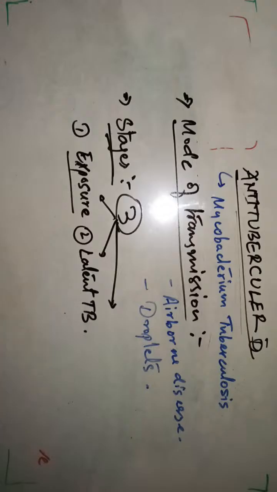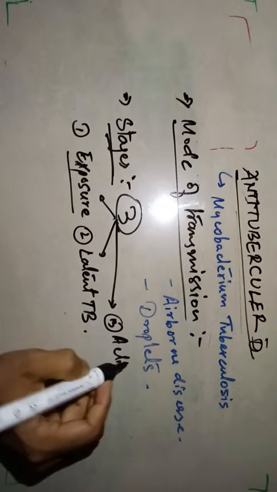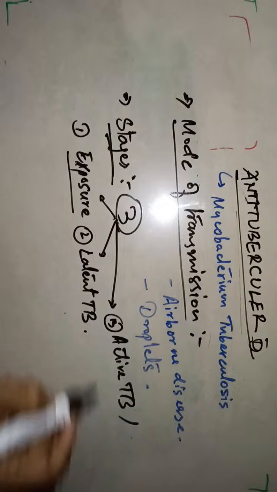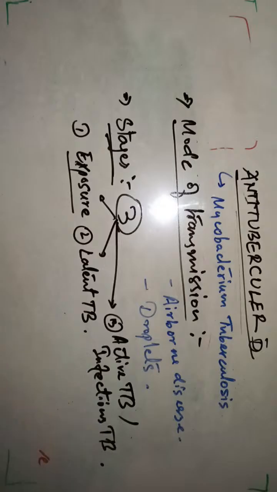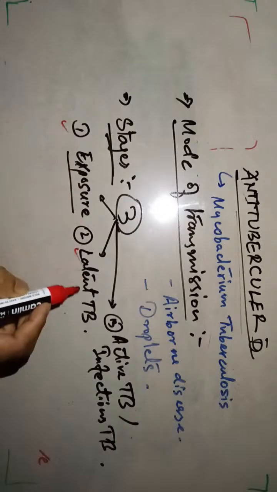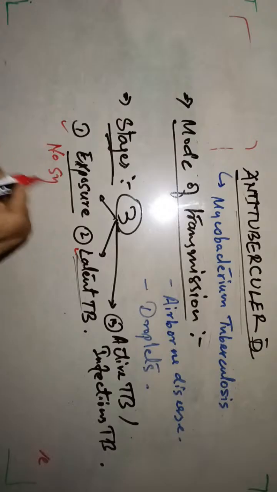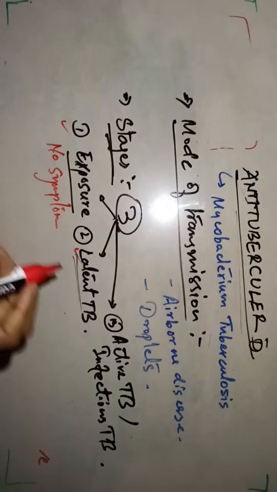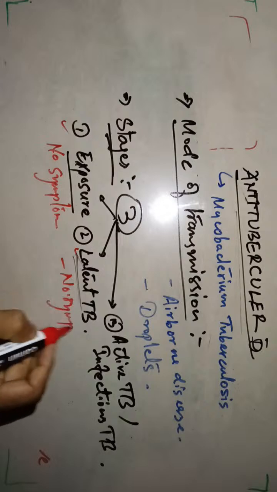Number 2 is latent tuberculosis. And the third phase is infectious tuberculosis, or you can write active tuberculosis, active TB, or you can also write infectious TB. The most important point that you have to remember here is that in both the first and second phase there will be no symptom present. So no symptom. Here also no symptom.